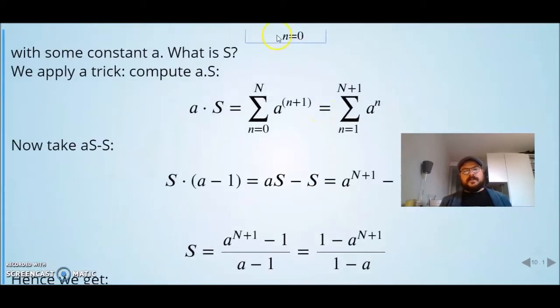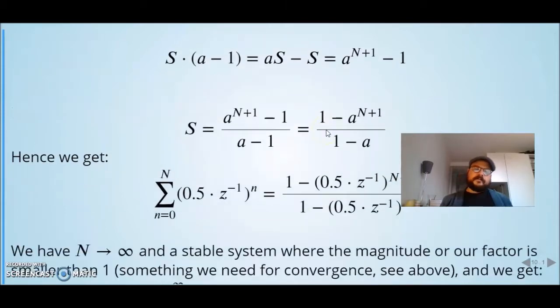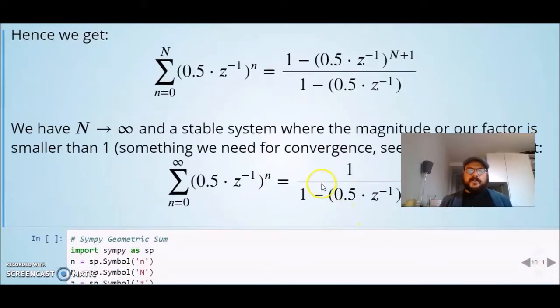So we use the geometric sum and this trick here of multiplying by a and then take a times s minus s. So when we do this summation minus this summation, only what is left is this factor here minus this when n is equal to 0 here, and we have our result.